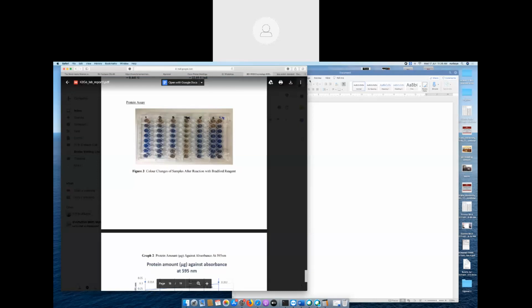So now we can see here that this section is the result. 1, 2, 3, 4, 5, 6. These 6 are the standard, starting from 0 microgram of protein. And then you start putting 4 microgram of protein, if I'm not mistaken. 4 microgram, 8 microgram, I think, 12 microgram. Is it correct? Let me check.